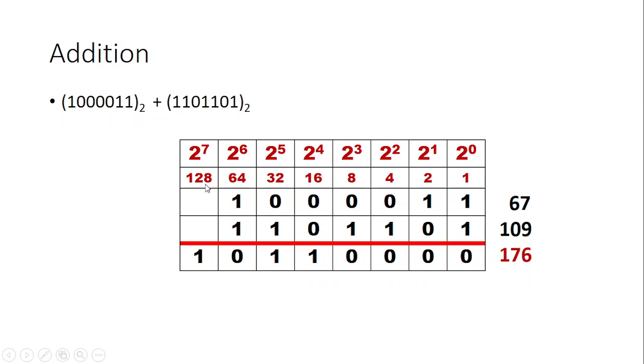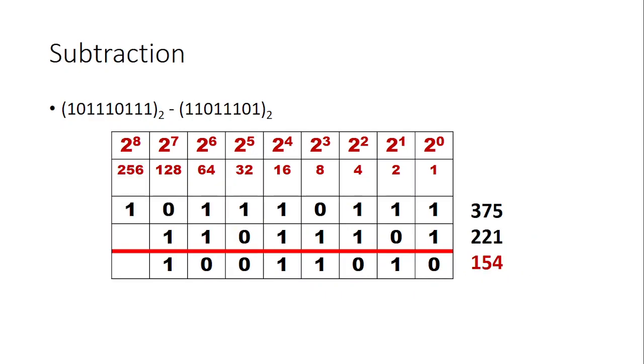This is 128. 128 plus 32 is going to be 160. So 128 plus 32 is 160, and what I have here is 160. 160 plus 16 is 176, and that is the answer that we are going to get. Let's go to the next one.